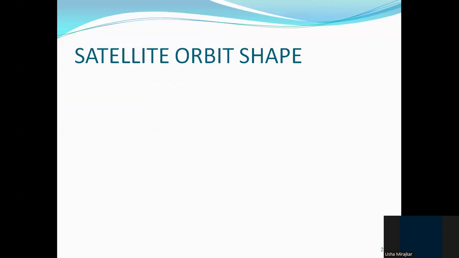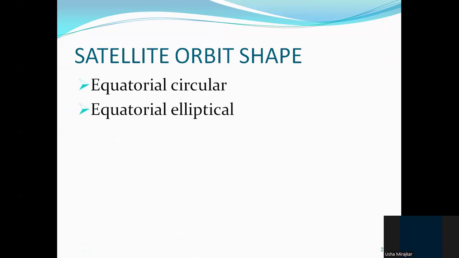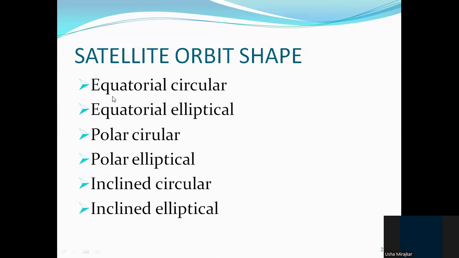Now, the satellite orbit shapes. Which are the different shapes of the orbit? Equatorial orbit. In the equatorial orbit, we again have two types: circular orbit and elliptical orbit. That is the equatorial circular orbit and the equatorial elliptical orbit. Second is the polar orbit. Again, in the polar orbit, there is the polar circular orbit and the polar elliptical orbit. Next is the inclined orbit. In the inclined orbit, circular and elliptical. That is inclined circular and inclined elliptical.